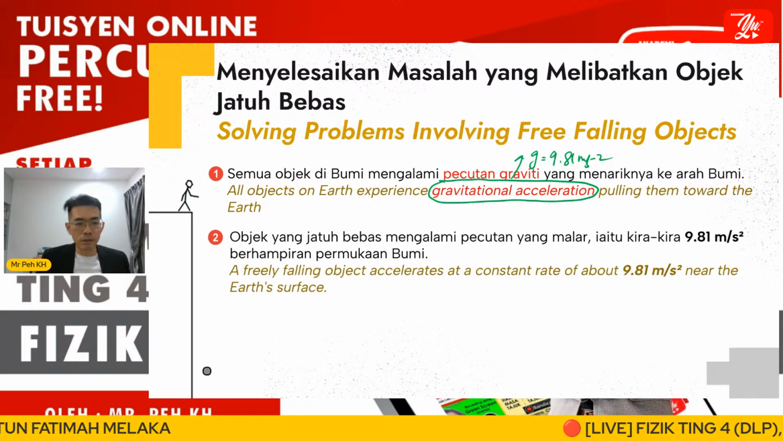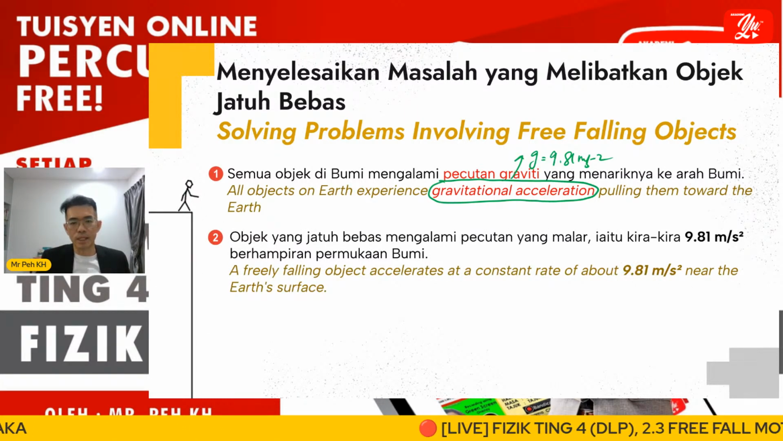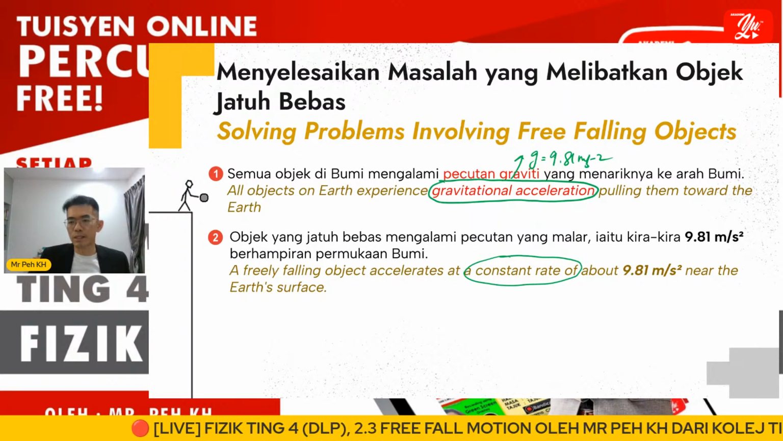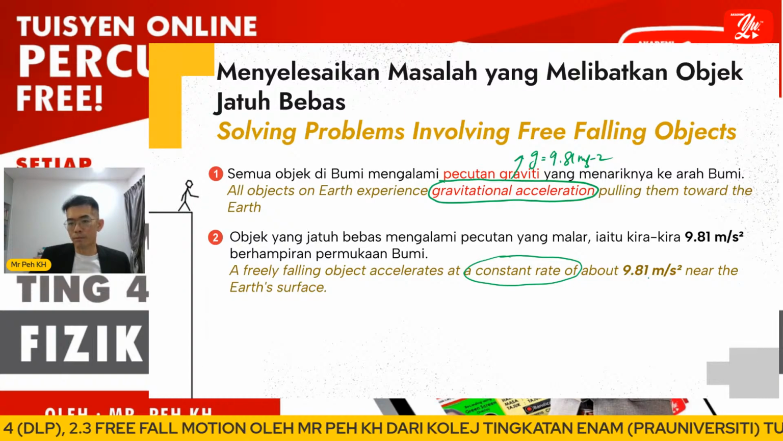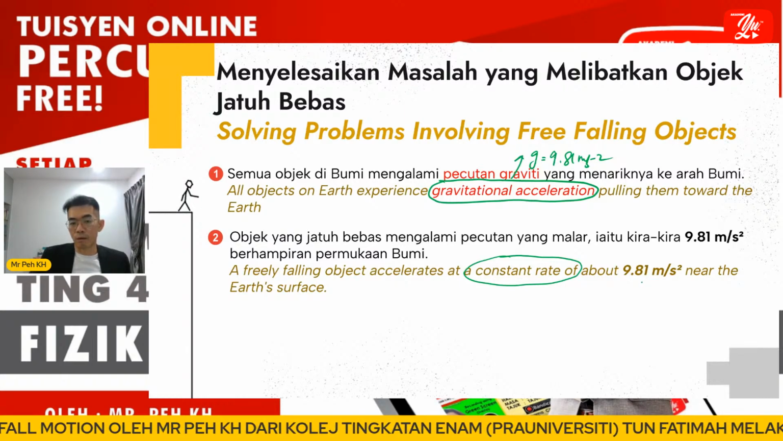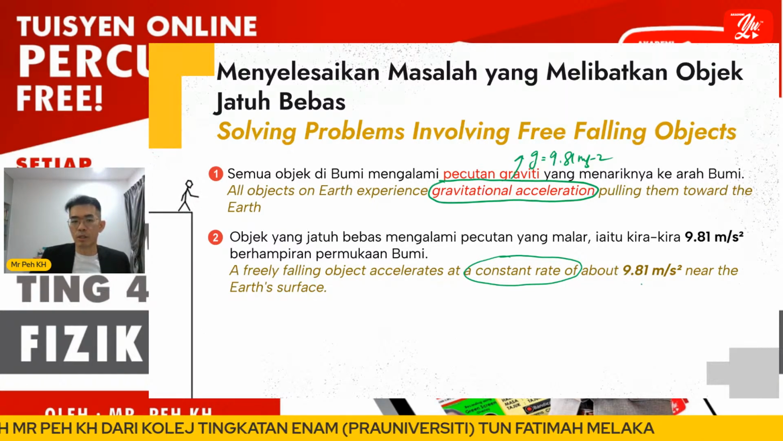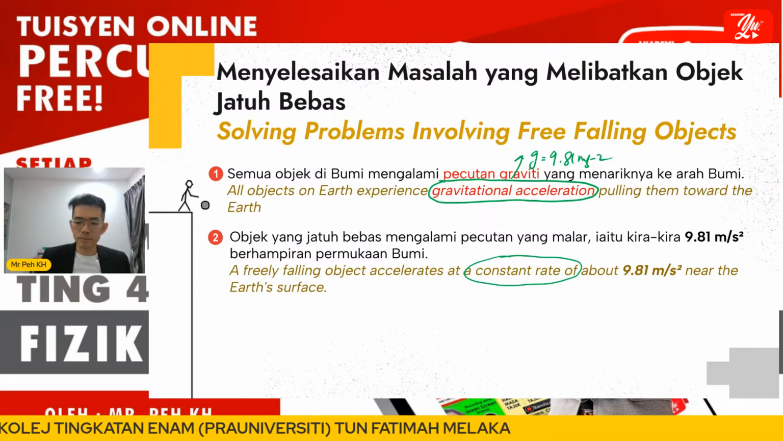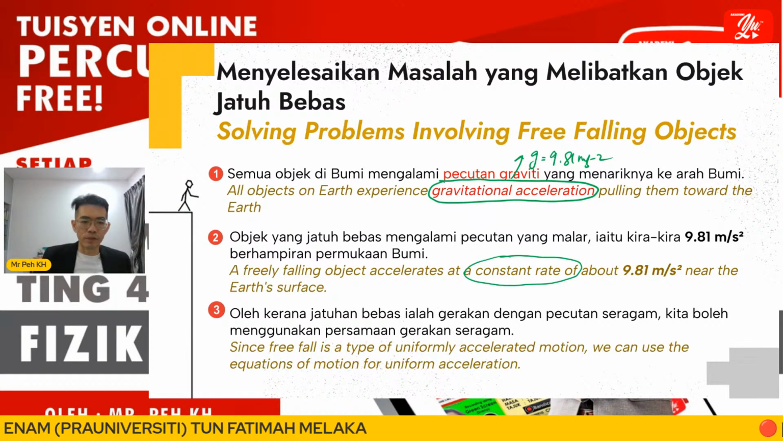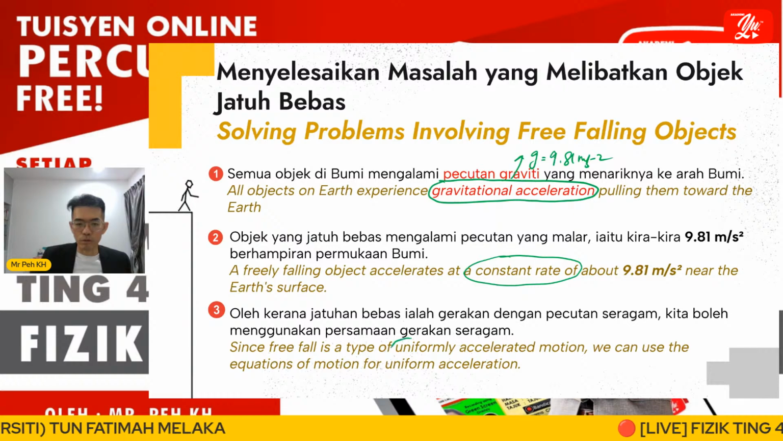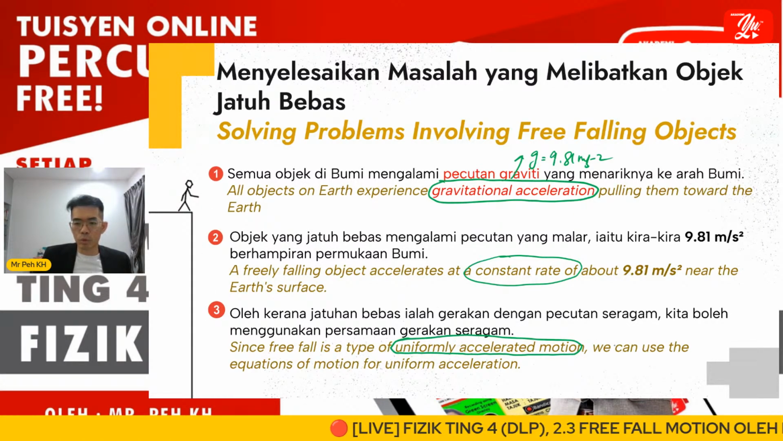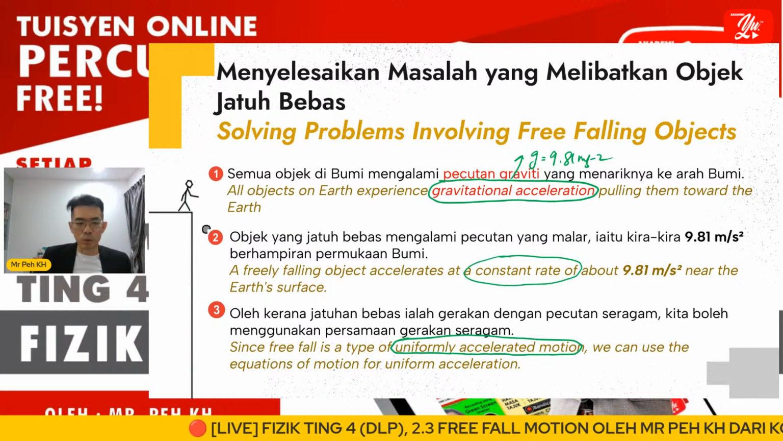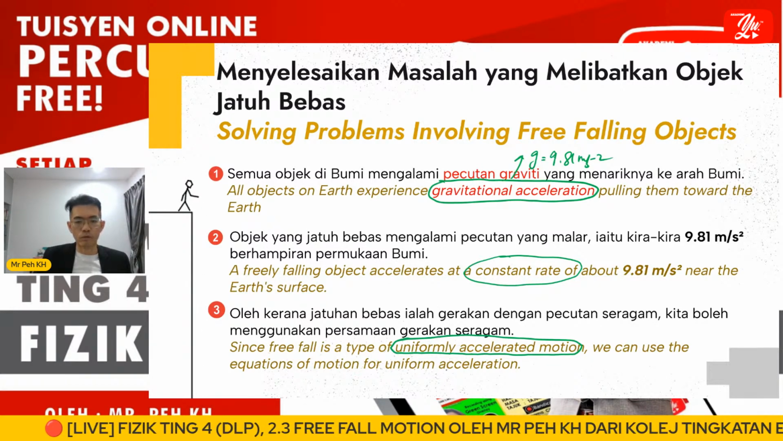Okay, so a freely falling object accelerates at a constant rate. Just now I showed already, every second the speed increases by 9.81 due to the gravitational acceleration acting on the object. Okay, so since free fall is a type of uniformly accelerated motion, we can use the equations of motion for uniform acceleration.